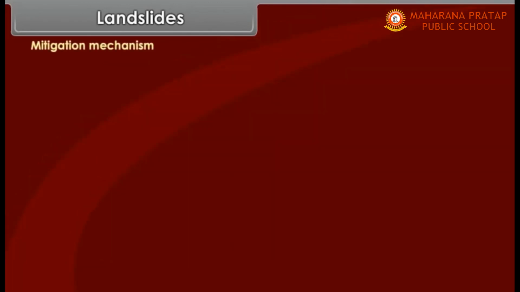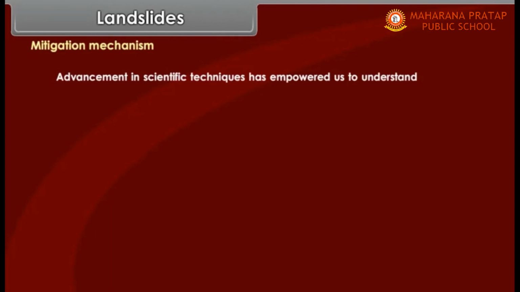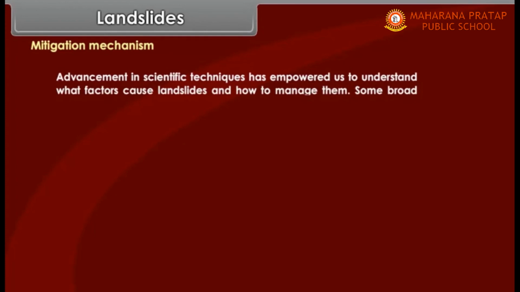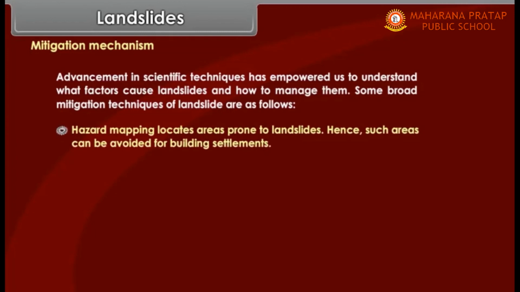Mitigation mechanism. Advancement in scientific techniques has empowered us to understand what factors cause landslides and how to manage them. Some broad mitigation techniques of landslide are as follows. Hazard mapping locates areas prone to landslides. Hence, such areas can be avoided for building settlements.